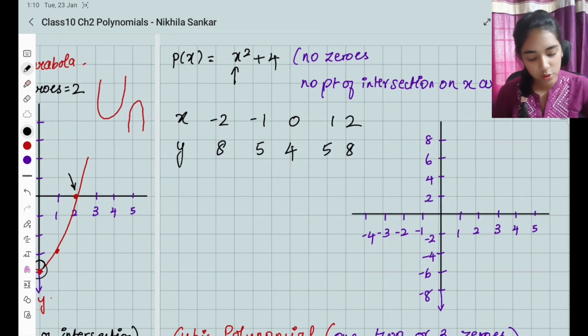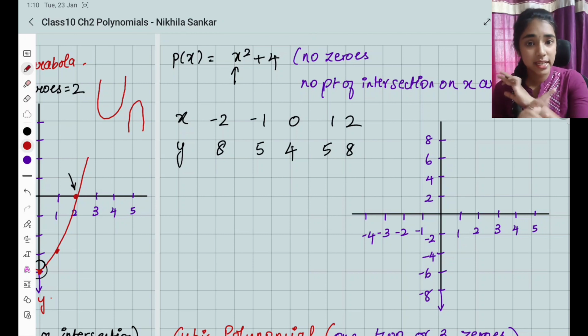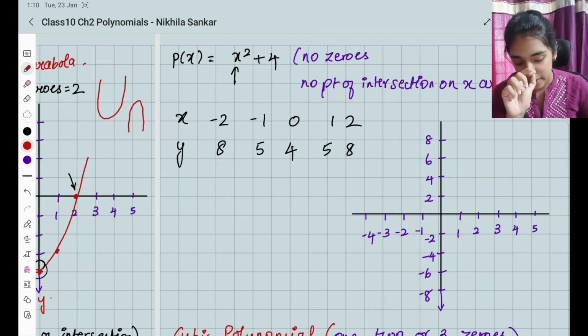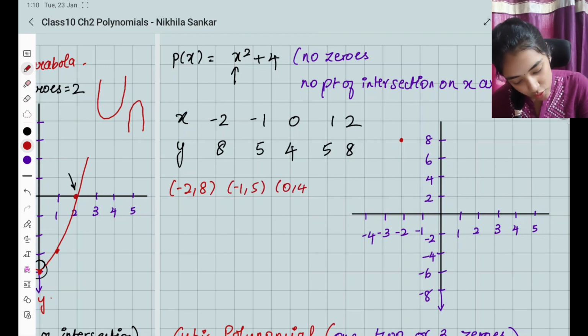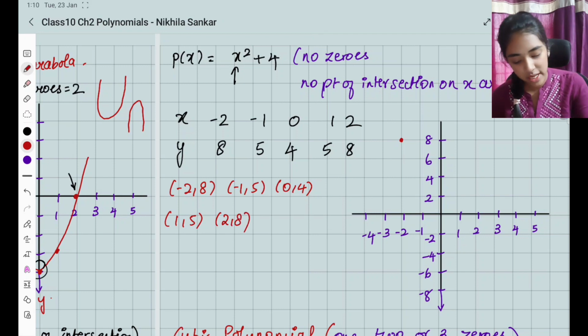Okay, இப்போ no zeros. So let's plot this first. No zeros na அர்த்தம் x-axis ல intersect ஆகலன்னு அர்த்தம். பார்க்கலாமா? So when I plot this, I have -2, 8. So this is going to be -2, 8. First points எழுதிடலாம். -2, 8, -1, 5, 0, 4, 1, 5, 2, 8. புரிஞ்சுதா? x, y. This is what I'm writing.